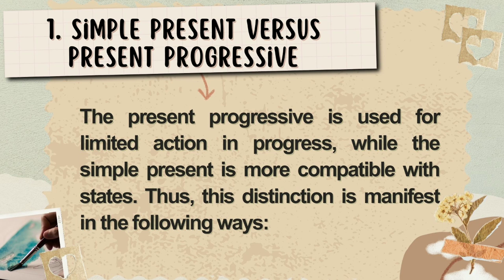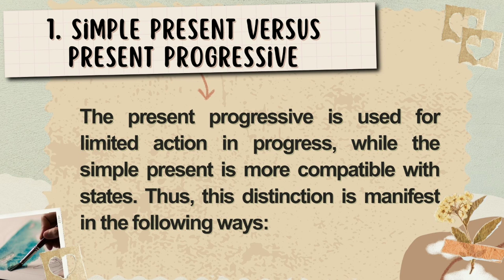The present progressive is used for limited action in progress, while the simple present is more compatible with state. Thus, this distinction is manifest in the following way. The simple present is used, ginagamit siya para sa mga pangyayari or events na paulit-ulit or di kaya ay pangkalahatan. While the present progressive naman is used when the action is in progress, or di kaya ginagamit naman siya para sa mga event na nagaganap in present.